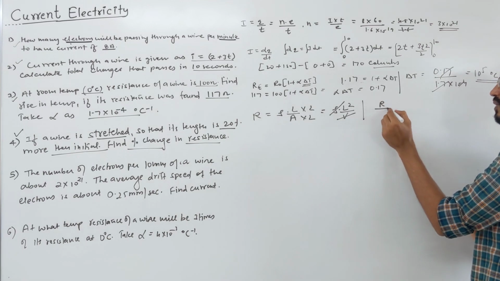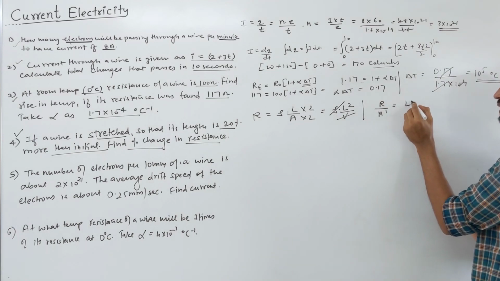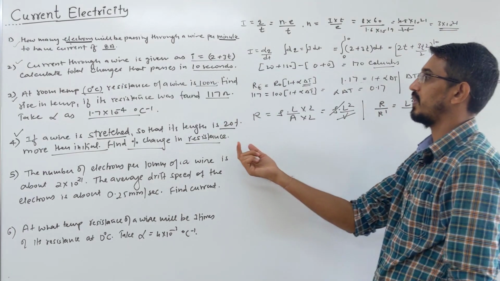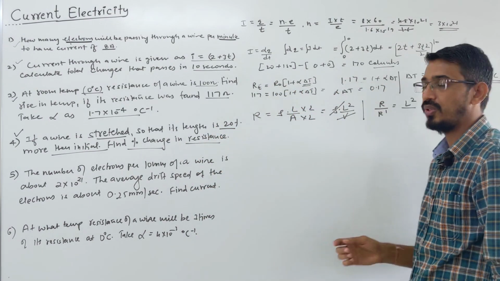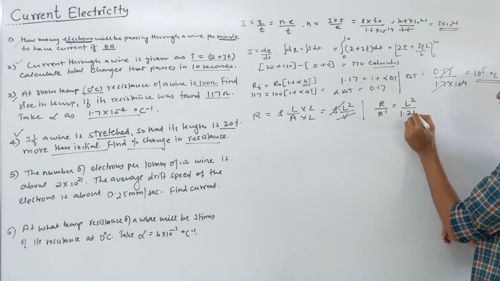Now we're writing your big error concept. Initial resistance R, new resistance calling R dash. Initial length is L. New length is what? Increased by 20%. So what is new length? Directly 1.2. Hope you remember these shortcuts. 1.2 times of L.